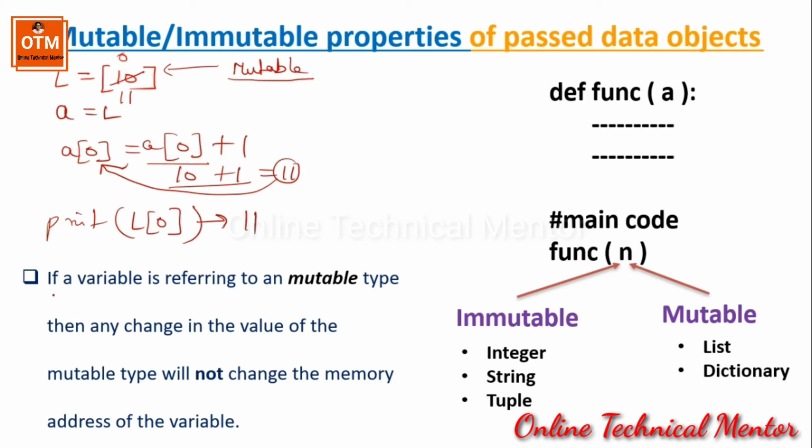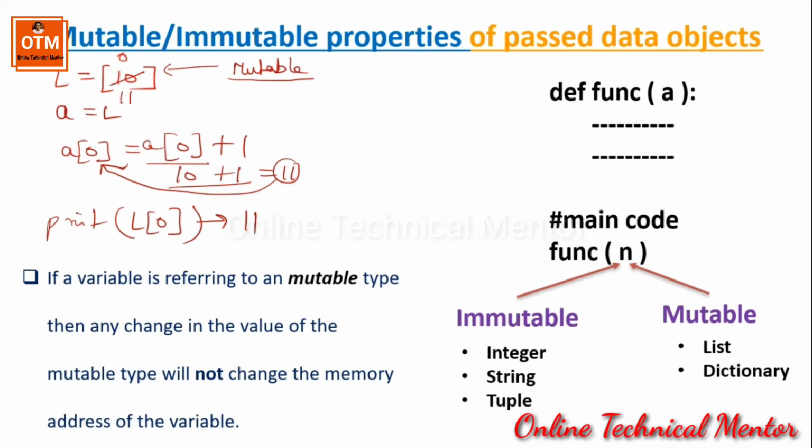So for that I have written, if a variable is referring to a mutable type, then any change in the value of the mutable type will not change the memory address of the variable. For the immutable type, it is creating a separate memory space for the change, and for the mutable type, the values are getting changed where they are. That means the values are getting updated. No separate memory space has been allocated for this process.